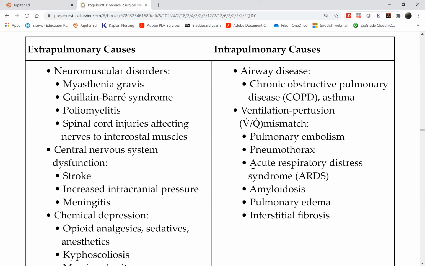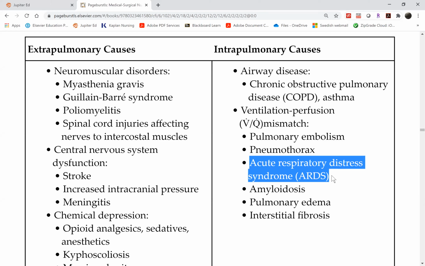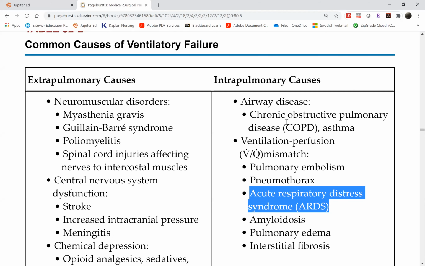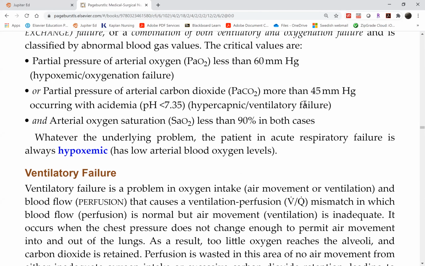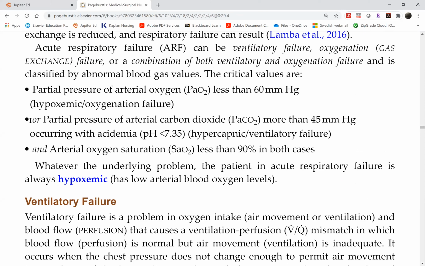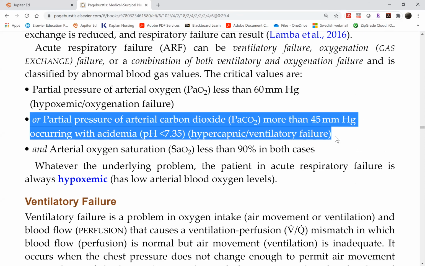I'll explain ARDS next week. That's our next topic after respiratory failure. So here, this is a failure of oxygenation. That's why this falls under the second bullet. So this will result in a hypercapnic or ventilatory failure, because if the rate and depth of your respiration drops, that means you're likely to retain CO2.